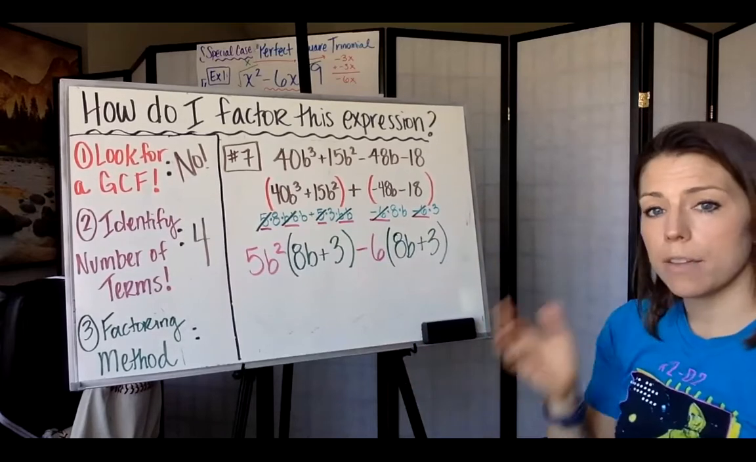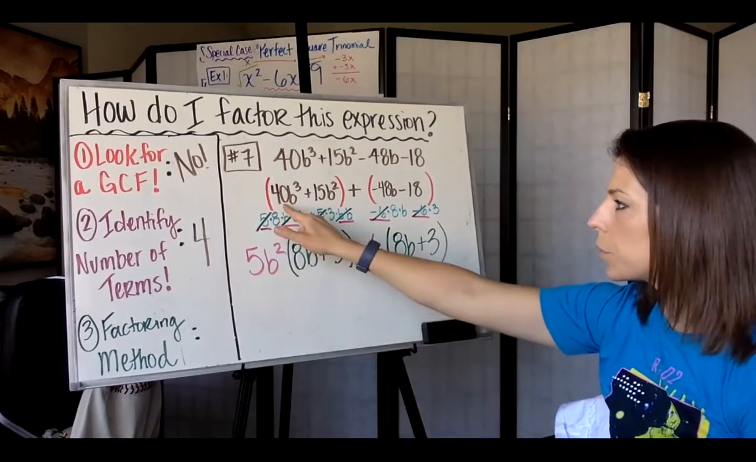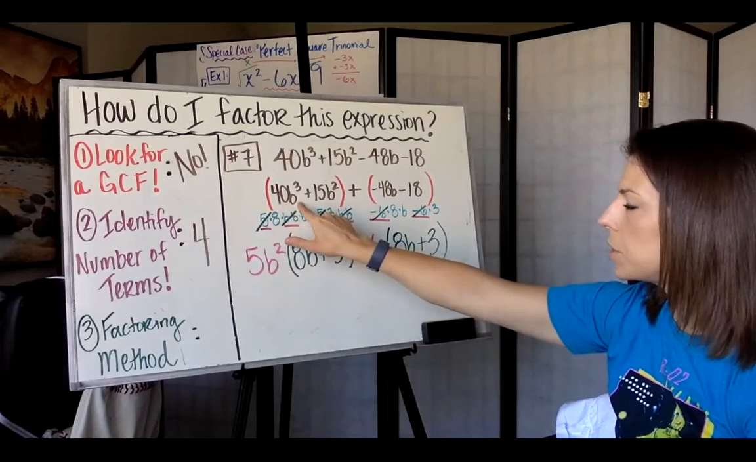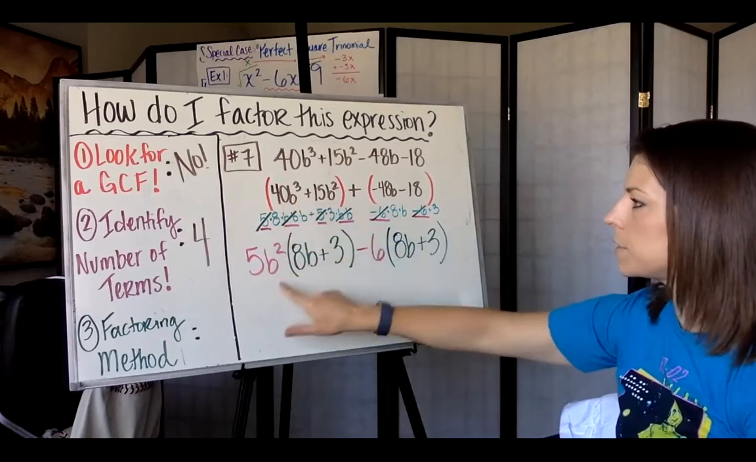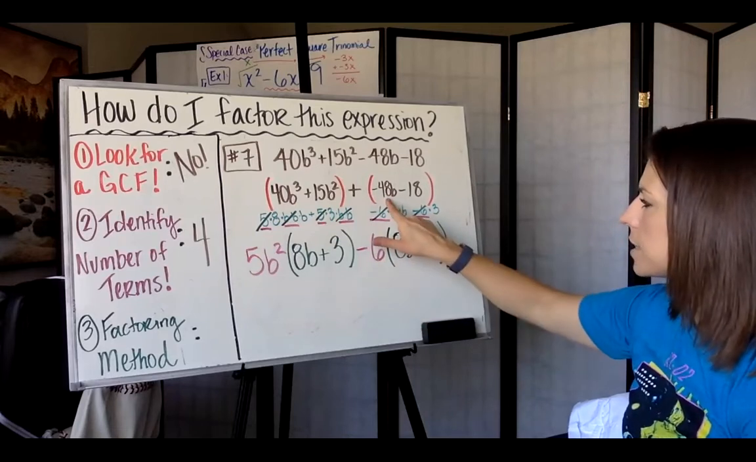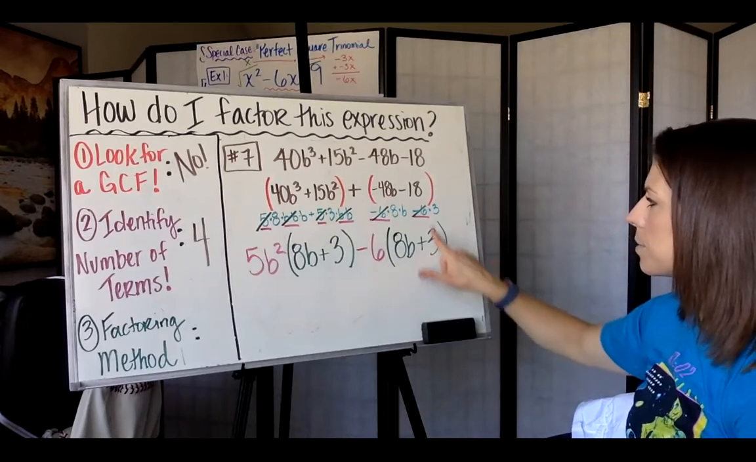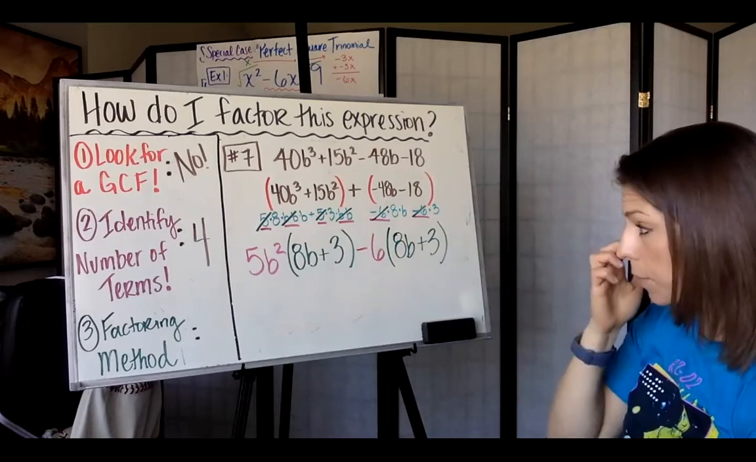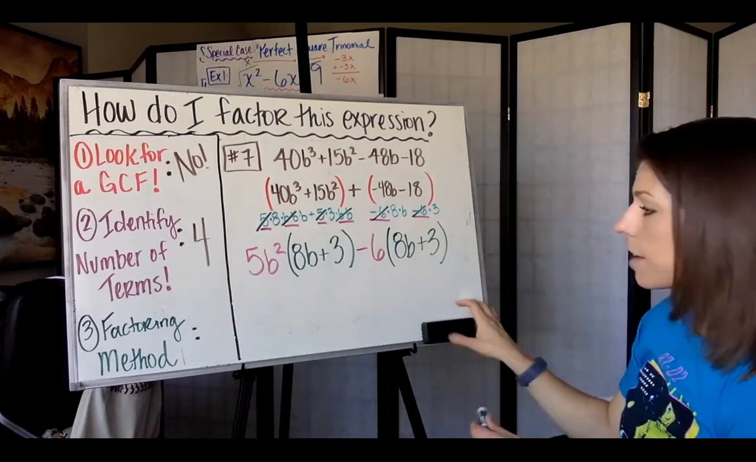Do a quick distributive if you want to check. 5 times 8 is 40. B squared times b is b cubed. 5 times 3 is 15, b squared. So the first one looks good. Negative 6 times 8b is negative 48b. Negative 6 times positive 3 is negative 18. Second one looks good. All right, final answer.